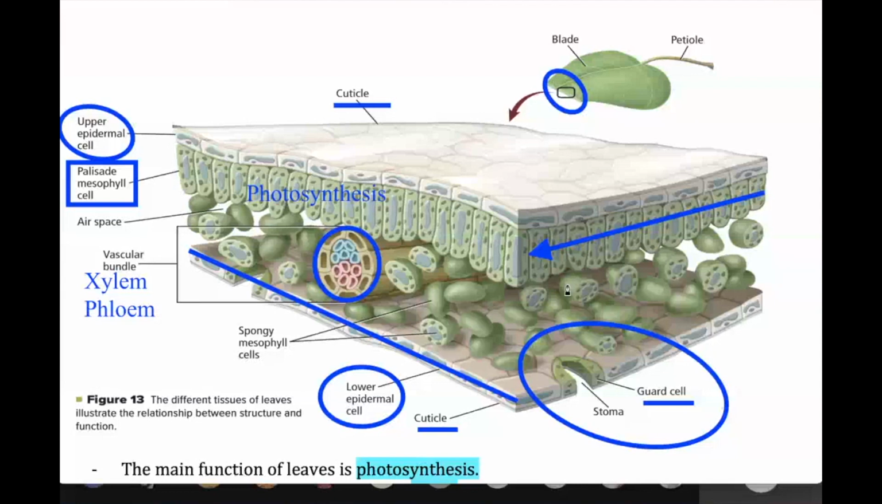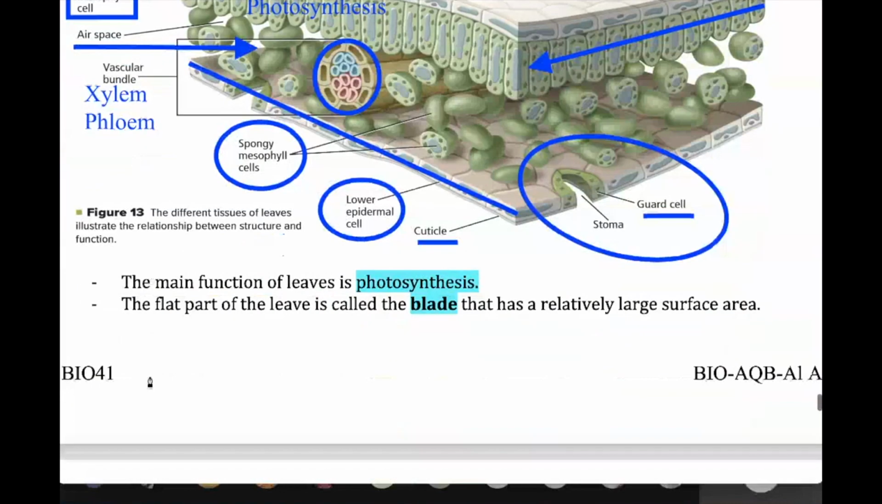Very good. Now only one left, the spongy mesophyll, and this is mainly for gas exchange. Very little photosynthesis takes place here, but there are also the air spaces. You see over here, these are the air spaces, and gas exchange is very common in these air spaces.